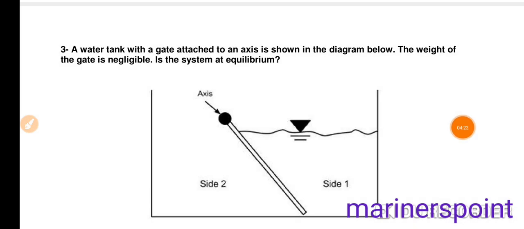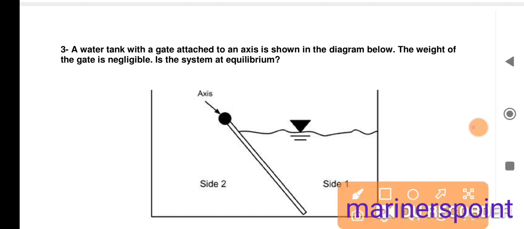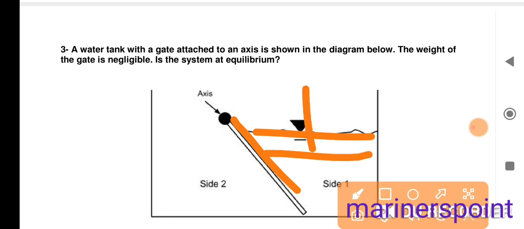Okay, here the question is given that a water tank has a gate attached to an axis. This is the gate, it is an axis in the diagram. The weight of the gate is negligible. Is the system at equilibrium? You have to find whether the system is in equilibrium or not. If the system is not in equilibrium, then the net force is not equal to 0. If it is in equilibrium, then the net force is 0. Here check whether it is moving or not. This is the gate, this is the water.